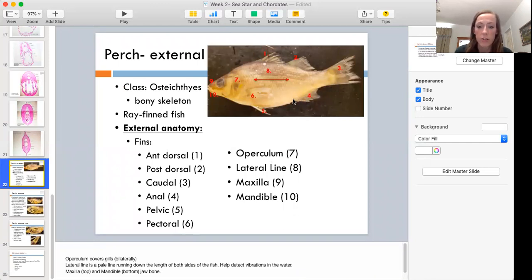As you'll see, there's a pore here. That's the anus. And then number 5 is the pelvic fin. And number 6 is the pectoral fin. It's a little less clear, but they are present bilaterally. Okay.